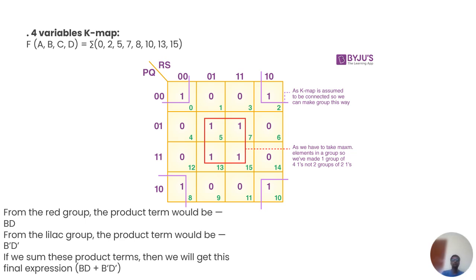Here, as we have to take the maximum elements in a group, we have made one group of 4, not two groups of 2 in the ones. That is, the red block contains a total of 4 elements. Next we consider the corner elements and make a group of 4 terms. Finally, from the red group the product term would be BD. From the lilac group the product term would be B dash D dash. If we sum these product terms, then we get the final expression BD plus B dash D dash.